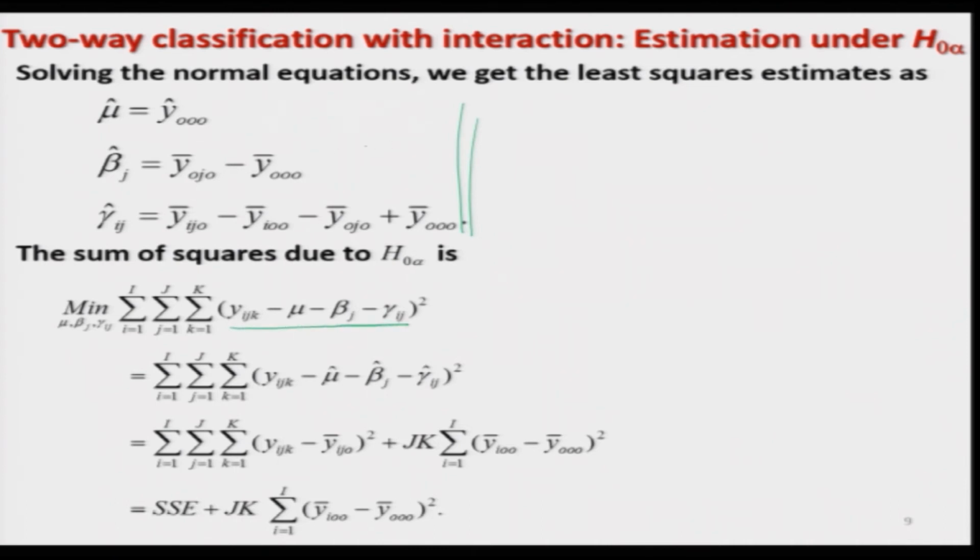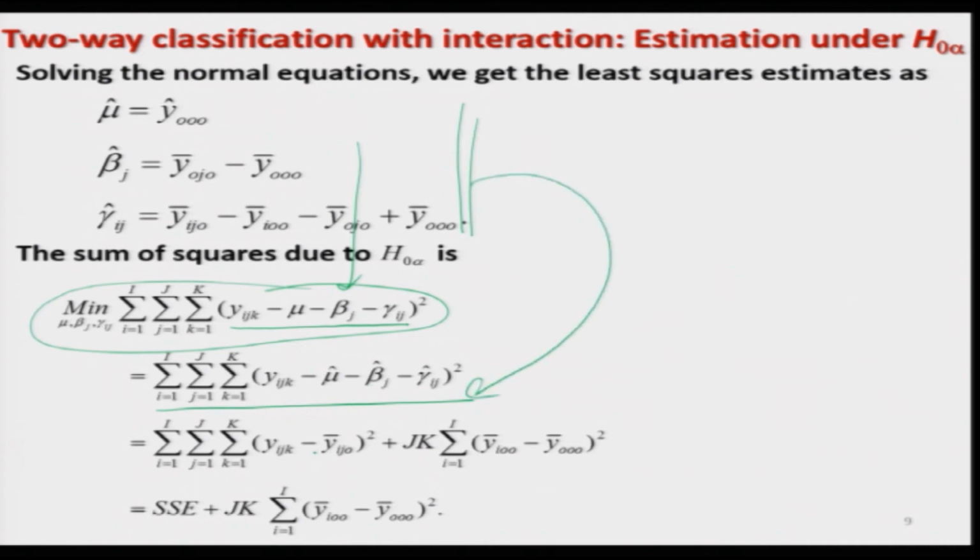We try to substitute these expressions over here, and we try to obtain the minimum value of this expression, which will be obtained after substituting mu, beta j and gamma ij by their least square estimates. So this expression becomes like this, and you simply substitute all the estimators that you have obtained here, and you try to square it.